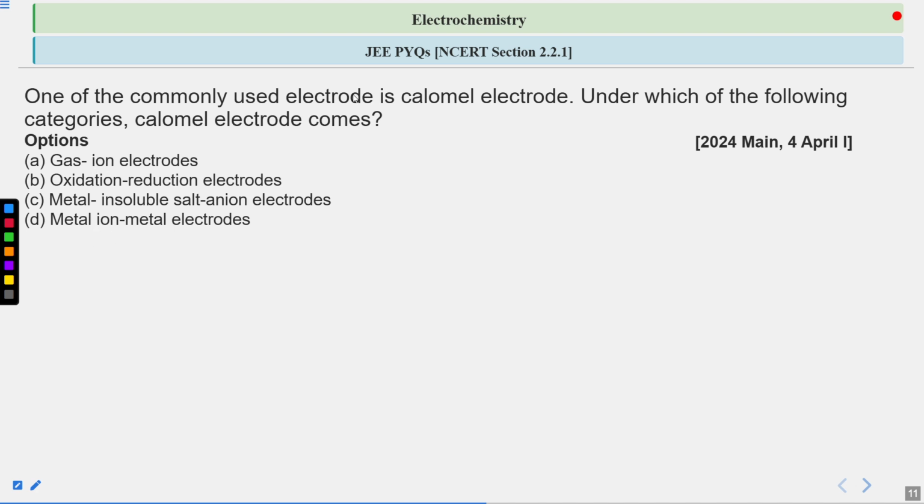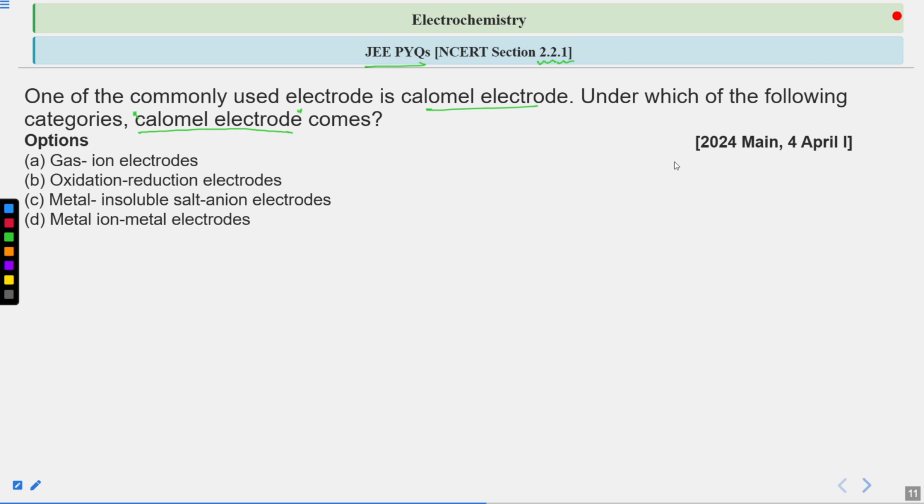Now, this question is again a JEE PYQ, and this question is covering the NCERT section 2.2.1. The question is saying that one of the commonly used electrodes is the Calomel electrode. Under which of the following categories does the Calomel electrode come? You have to tell which category the Calomel electrode will cover from the given options.